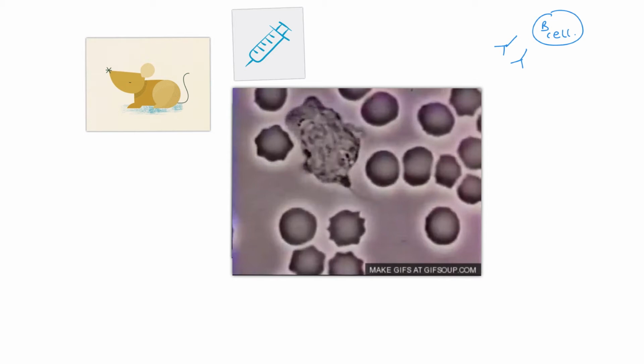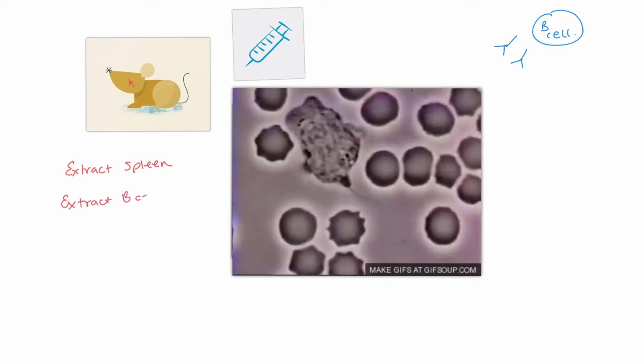sadly have to kill the mouse. This is a potential ethical issue that you might be asked to discuss in an exam question. You have to kill the mouse, and you extract its spleen. And then when you extract its spleen, you can then extract the B cells that are producing these antibodies.